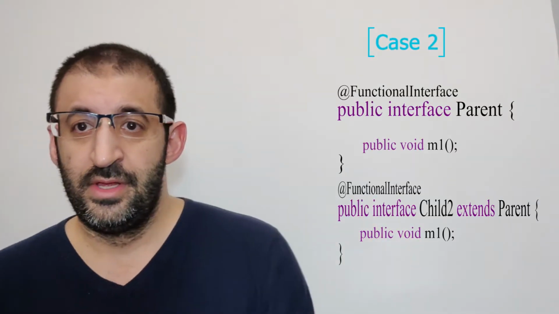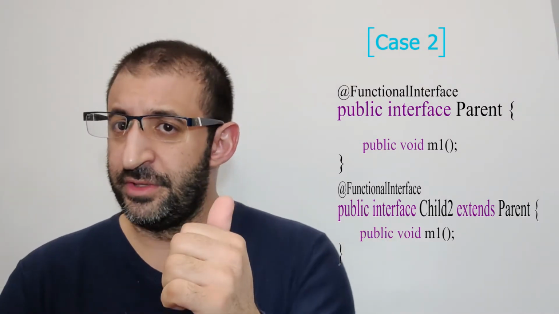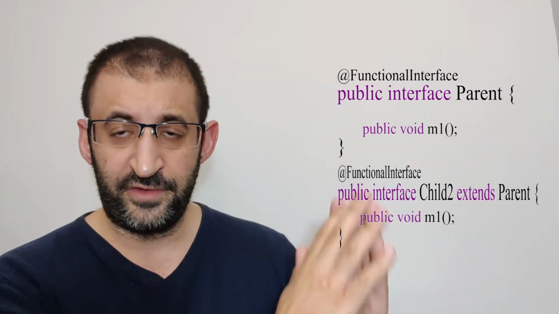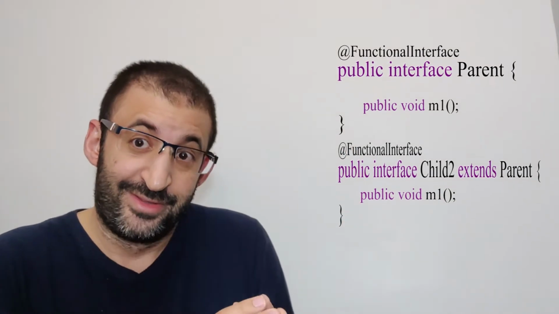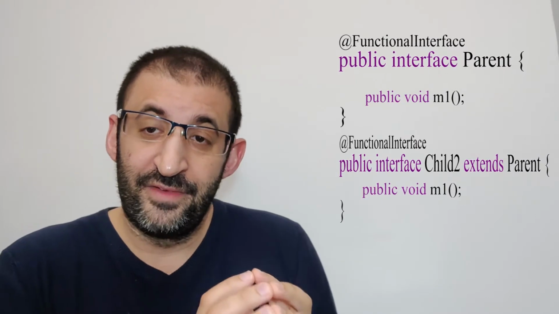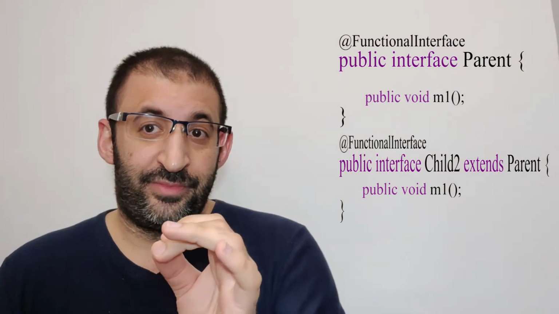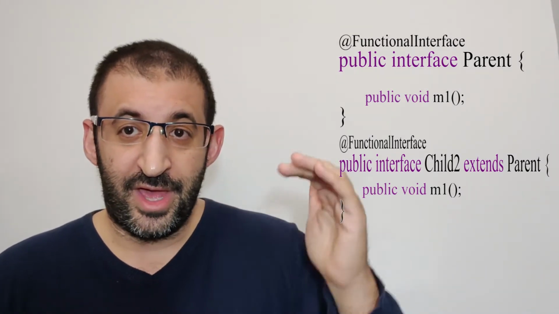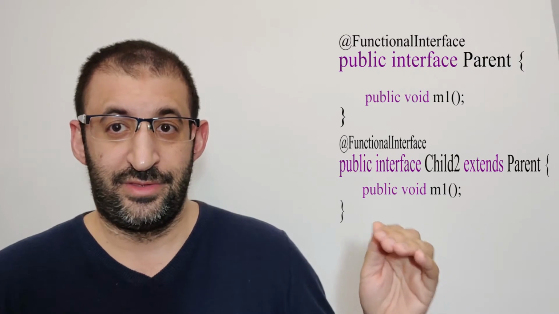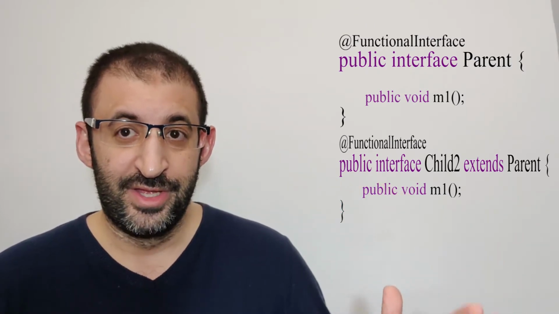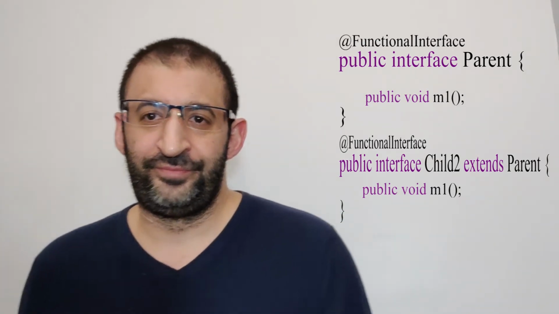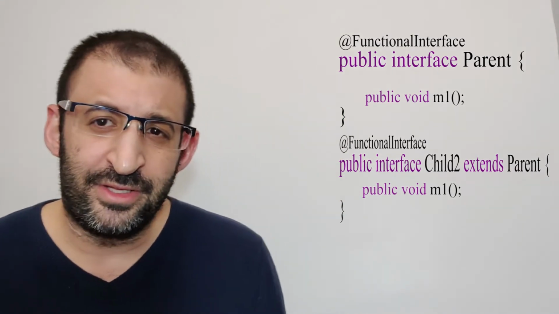So now let's see the second case, or the second example. In this case, the parent is the same thing, it contains only one abstract method. We put the annotation functional interface, and in the child, we have only one abstract method, but with the same name as the parent. Okay, I have also M1, the only abstract method, in the child. Here, what is the result if I compile this child interface? Will I get an error or no?